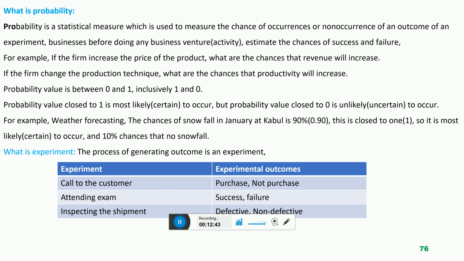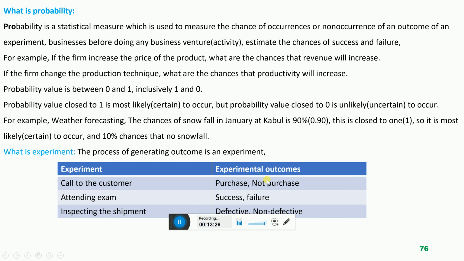Now this experiment of calling the customer carries two outcomes. One outcome is purchasing the product and the other outcome is not purchasing. So call to the customer is the experiment, and this process creates two outcomes: one is purchase and the other is does not purchase. These are the two outcomes of the single experiment, call to the customer.